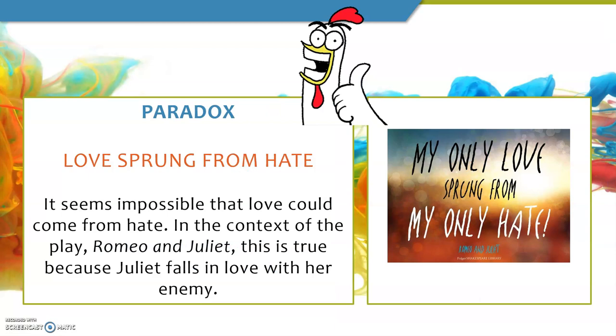Okay, so here clearly the paradox is love springing from hate. It seems impossible that love could come from hate, but in the context, this is true because Juliet has fallen in love with Romeo, who is the son of her family's arch enemy. Okay, so he's the only one she loves, but he's also a member of the family, which is the only family that her family hates. So yes, love can come from hate, even though it sounds like it's an impossibility. And that's what paradox is all about.